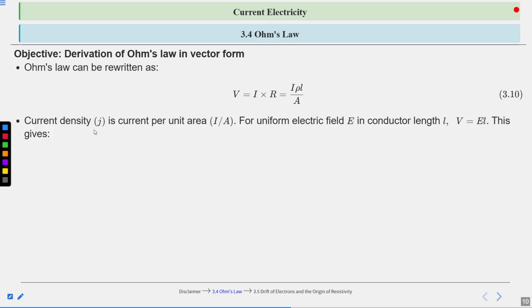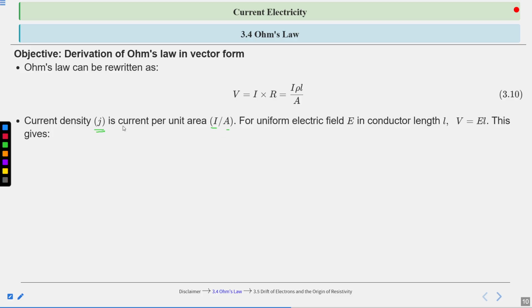Now, current density. What is current density? We have already discussed it in the electrostatics chapter also. So current density J is current per unit area, which is I upon A.